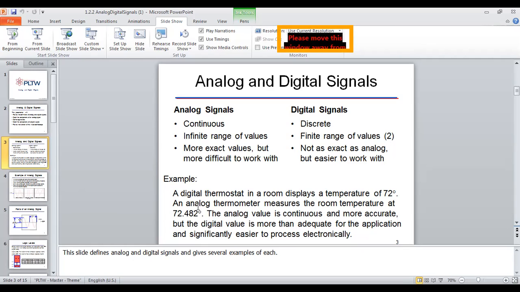They go with thermostats too. If you've ever looked at a digital thermostat before, maybe I can get a picture of one here for you. A digital thermostat will just print it's 71 degrees. But if you look at an analog or another type of thermostat, maybe you've seen the round ones before in an older house, it has mercury in it, and that mercury will go up to a certain point. So you might see like 72 and then almost halfway through, like 72.482 degrees. So that is one very specific example.